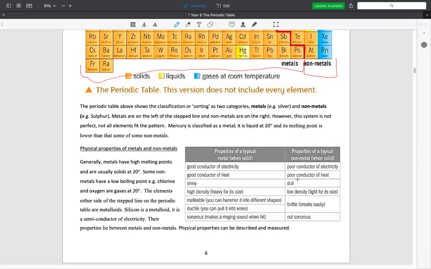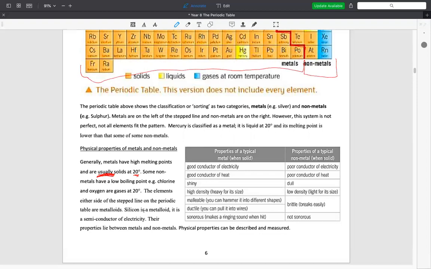But non-metals would be poor conductors of electricity and poor conductors of heat. They would be quite dull, they would have a low density, they would be brittle, so they would break easily, and not sonorous, so they don't make that ringing sound when they're hit. And usually, so I say usually, don't take that word for word, I'm just telling you what we generally find, metals at 20 degrees Celsius are usually solid, and non-metals are usually gases at 20 degrees. So that is another difference that we have.